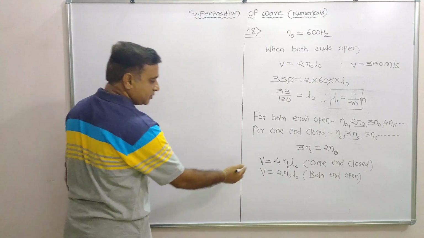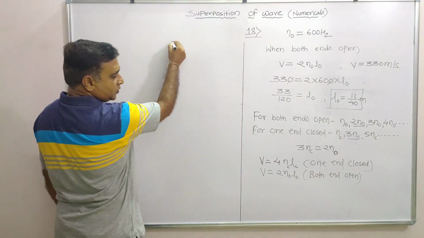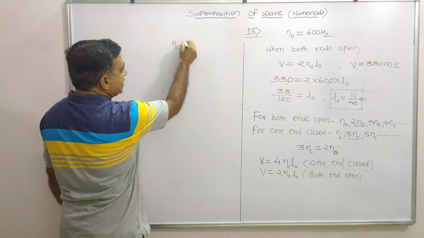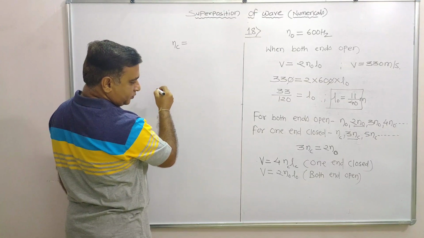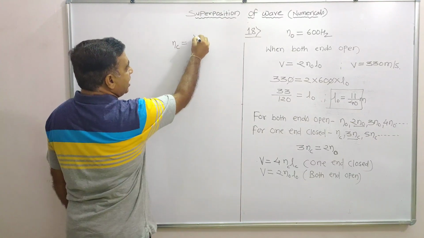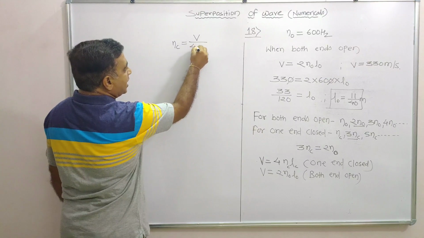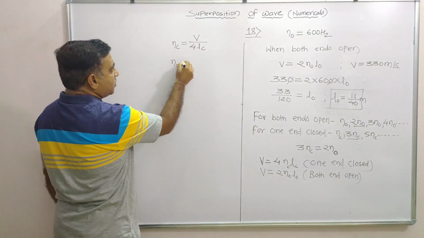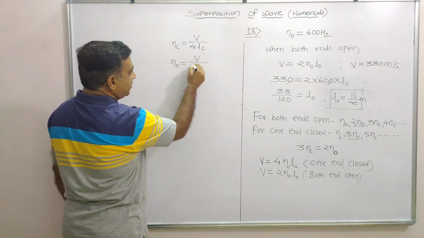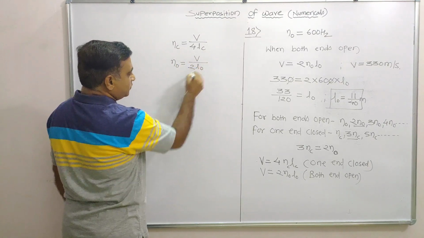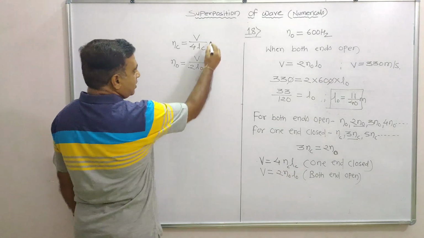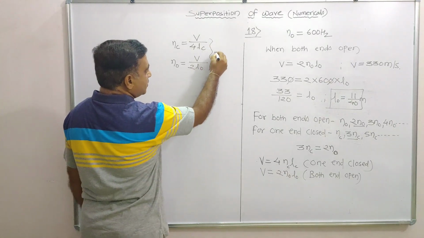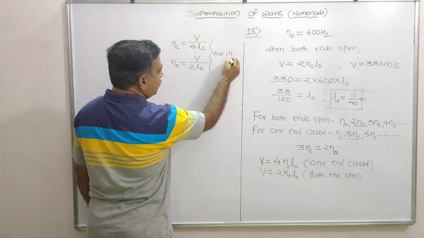That means I'm going to write NC is equal to V upon 4LC. Similarly, NO is equal to V upon 2LO. Okay, these values we put in equation 1.